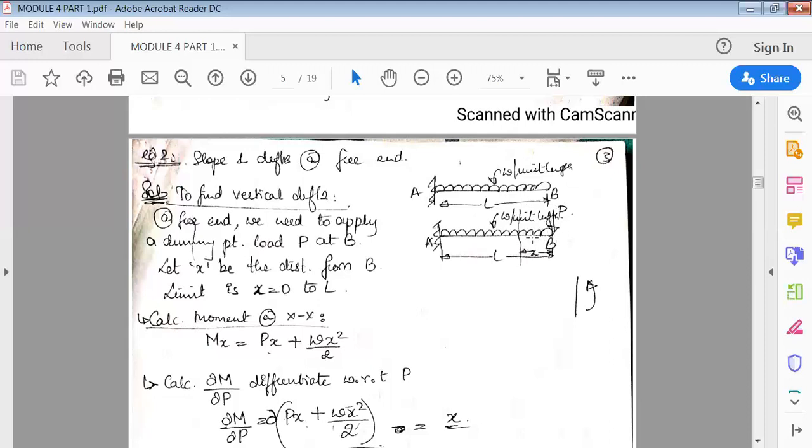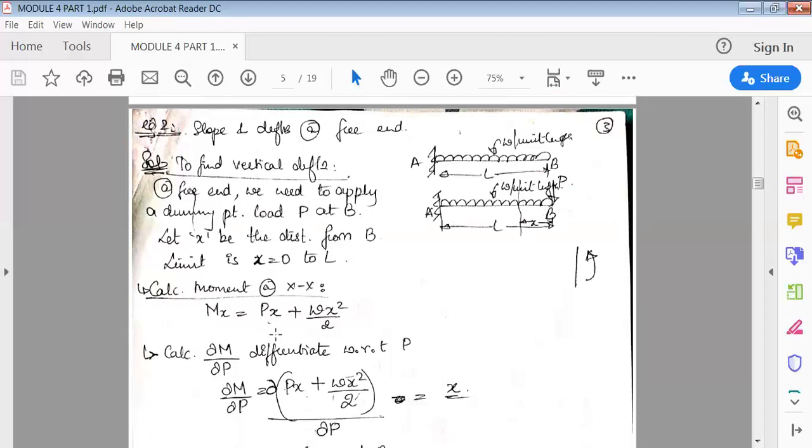Then, to the right side of the section, there are two loads acting. First we'll find the moment. To keep things simple, clockwise is positive, anti-clockwise is negative. So Mx here would be P into x, you can see it's going clockwise, plus w into x by 2. W is the UDL, so w into x by 2. So this is the moment.